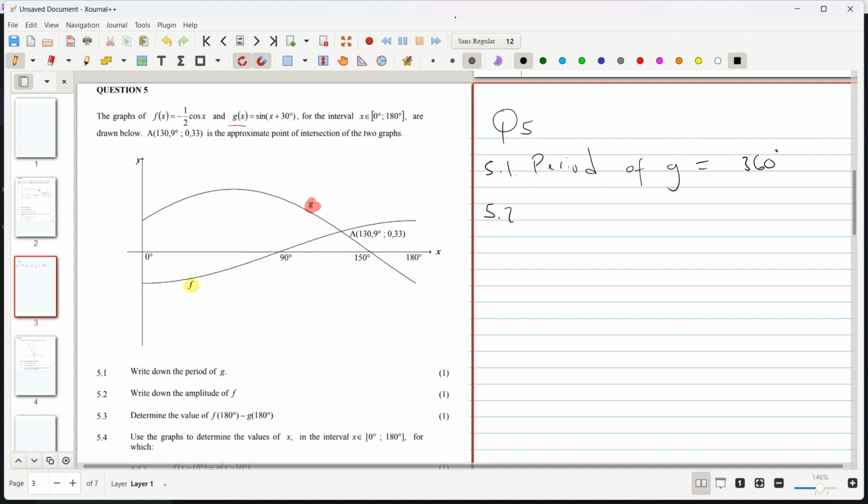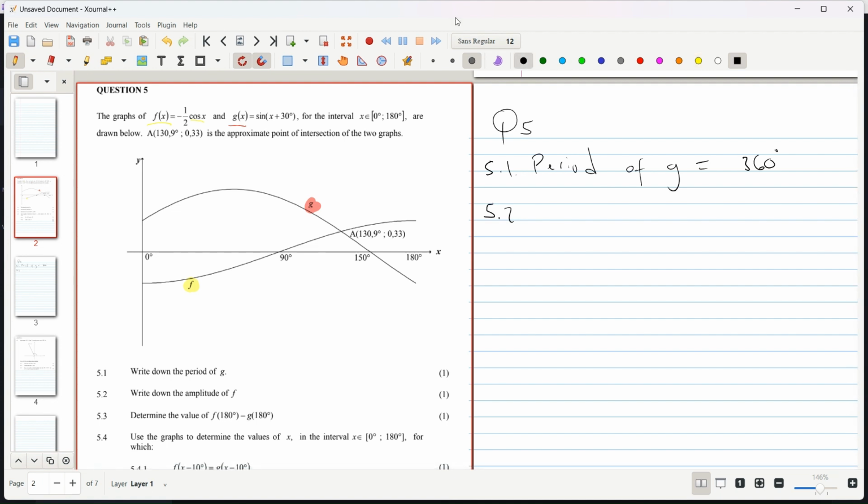Okay, and then 5.2, what's the amplitude of f? So f, we can see, is this function here. So we need to find the amplitude of f. When we have this equation here, we need to look at the coefficient of this function. So we look at cos x. What is the coefficient of cos x? We can see it is negative half.